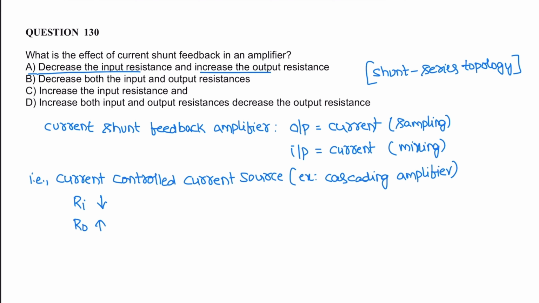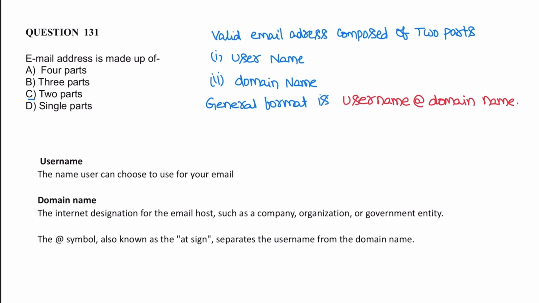Next question. Email address is made up of. So email address is made up of two parts. One is domain name and the second one is username. So general format of email address is username at the rate domain name. In between, the symbol at the rate is given which separates username and the domain name. Username is the name user can choose for their email, and domain name is internet designation of email host such as company, organization, or a government entity.